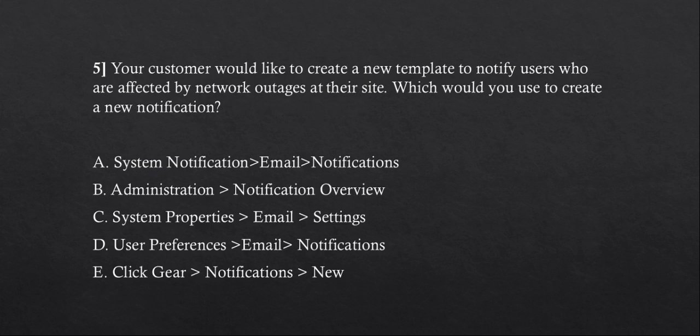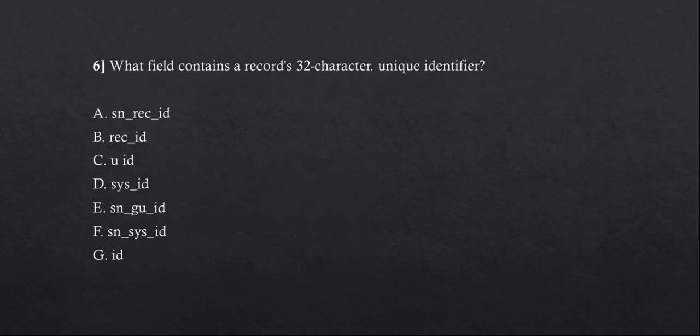Next question. 5. Your customer would like to create a new template to notify users who are affected by network outages at their site. Which would you use to create a new notification? A. System notification email notifications. B. Administration notification overview. C. System properties email settings. D. User preferences email notifications. E. Click gear notifications new. Answer: A.